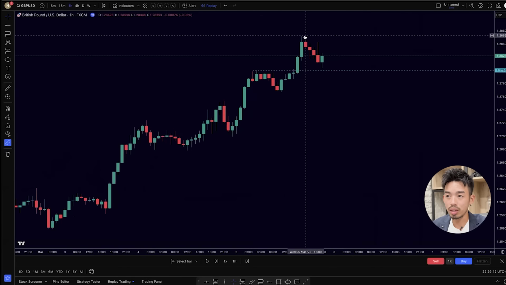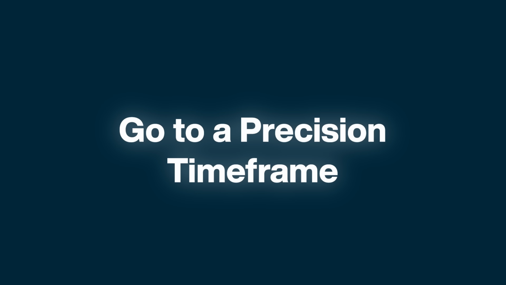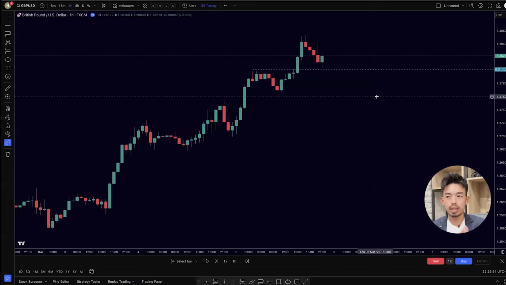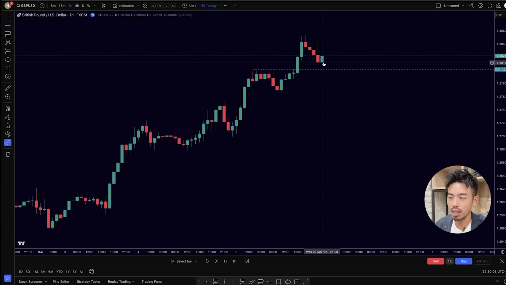All right, so now that you can see some sort of pullback coming in, the next thing that you want to do is go to a precision time frame. That's the time frame where you can really see the fine print of where and when things are turning to get in and out quick, going along with your higher time frame context. So here, because it's all just candlesticks here, we cannot get precision.